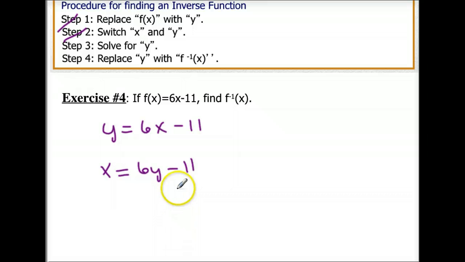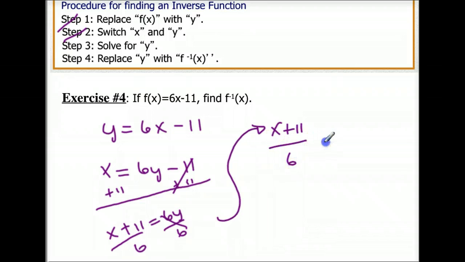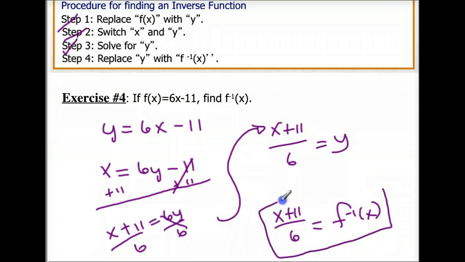So I'm going to add 11 on both sides. This cancels. x plus 11 is equal to 6y. To get y by itself, I'm going to divide by 6. The 6 is canceled. I'm just going to come over here. Let's draw this arrow up here. (x plus 11) over 6 is equal to y. Bam. Step 3 is done. And 4 says just replace this with f inverse of x. This becomes (x plus 11) over 6 is equal to f inverse of x. And this is my final answer.